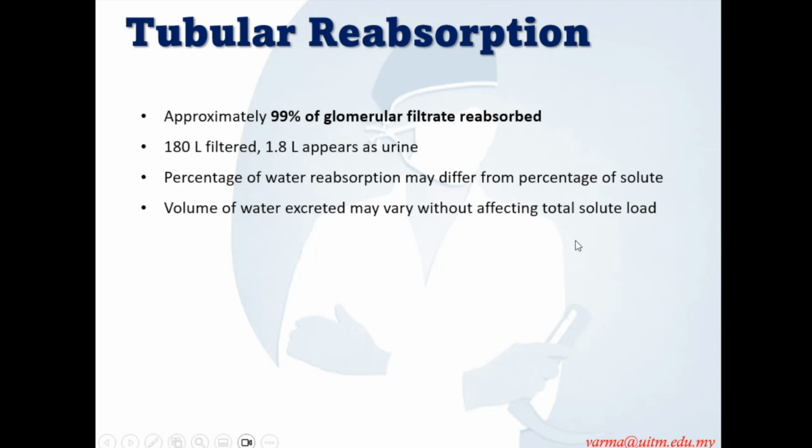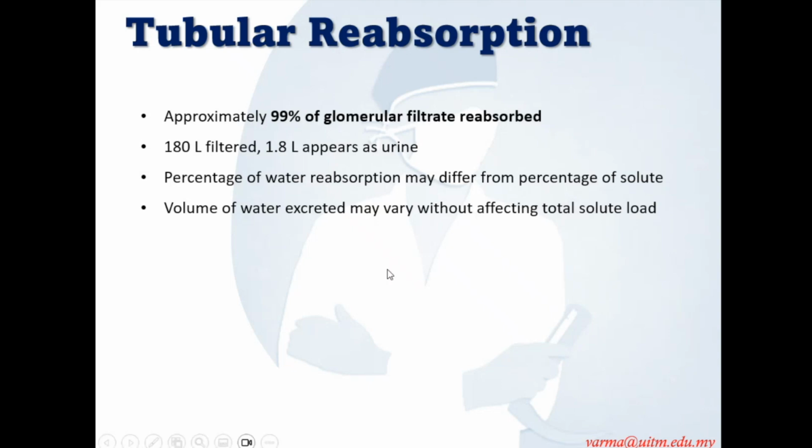As an example, if every day 5 liters of water is excreted and 500 milliosmoles of electrolyte are excreted as well, when there is an increase in water, the volume of water excreted may increase without affecting the total solute load. Meaning only the constant 500 value of the solute will get excreted.